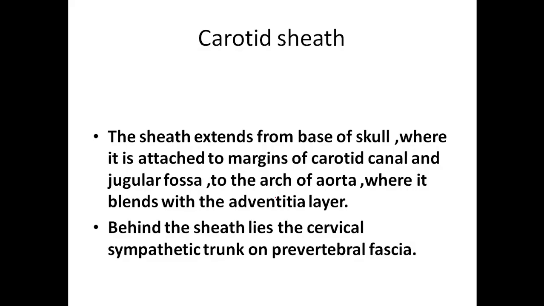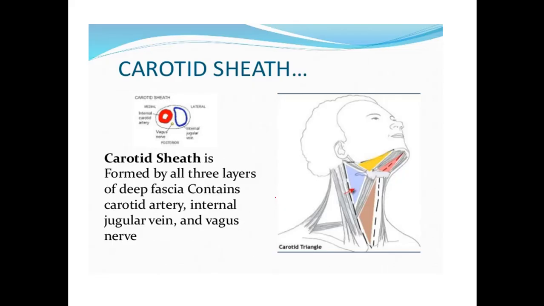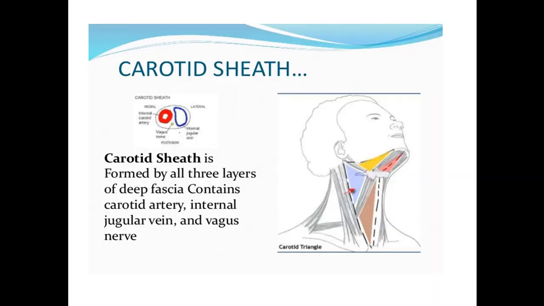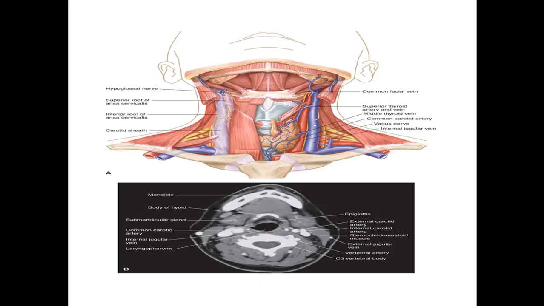Okay, carotid sheath. Let's see this picture. Let's first know what is carotid sheath and what does it contain. Carotid sheath is formed by all three layers of deep fascia. It contains the carotid artery, the internal, not the external, the internal jugular vein, and the vagus nerve. So basically, three things, easy to remember: vagus nerve, internal jugular, and carotid artery, the common carotid, and then the internal carotid artery.